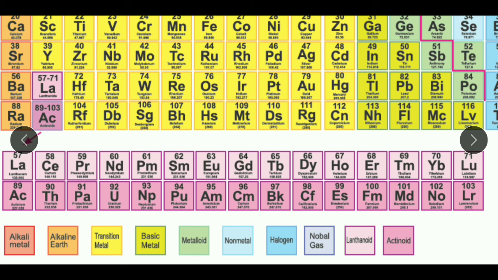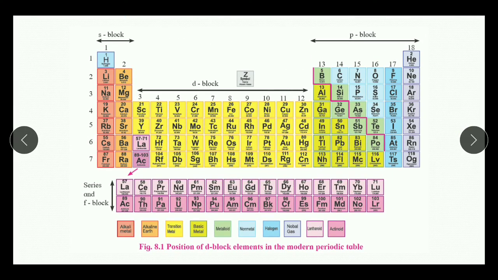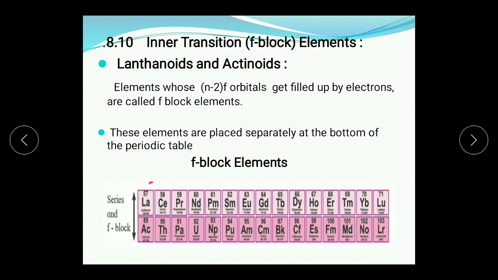104 again comes in D block. Hence, these two series together form inner transition elements or F block elements. Why are they called inner transition elements? As the n minus 2 f orbitals are filled up by the electrons of these elements, and hence they are called F block. Our definition for P block is the same.